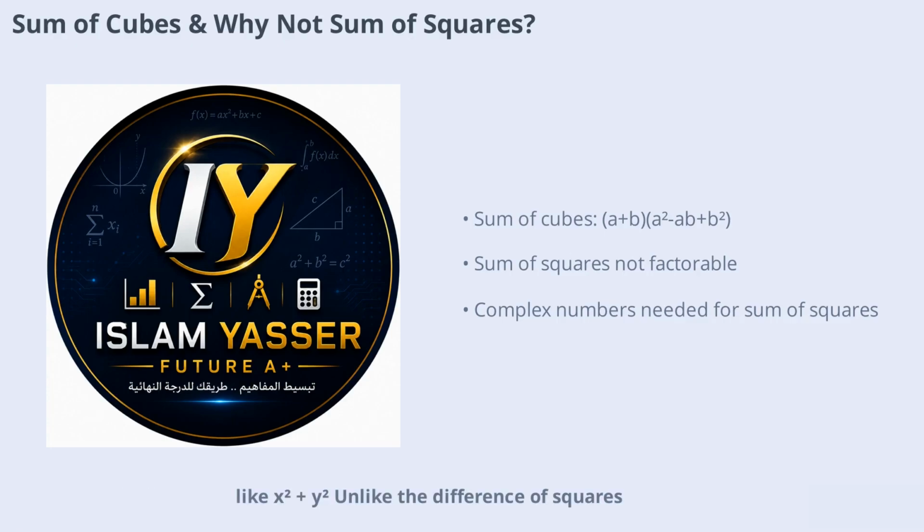But what about the sum of squares like x² + y²? Unlike the difference of squares, the sum of squares cannot be factored into real linear factors using the same methods. This is because the formula for the difference relies on subtraction, which introduces a zero product in real numbers. In complex numbers it's possible, but that's beyond our current scope. Understanding these distinctions is crucial for choosing the right factoring strategy.